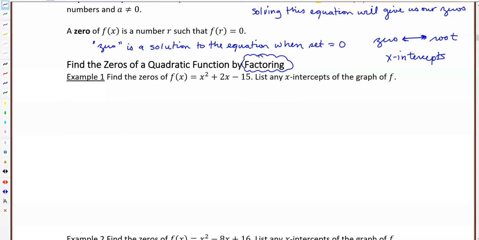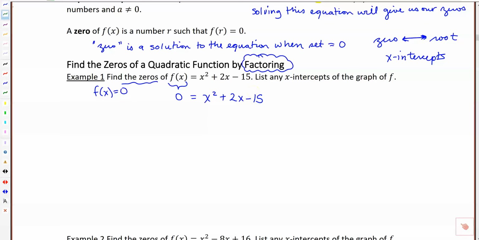In example 1, we're going to find the zeros of f(x) = x² + 2x − 15, and then list any x-intercepts of the graph of f. When you're asked to find the zeros, that is asking us to find the x values such that the output is going to be 0. So in my function where I see f(x), I'm going to substitute in a 0. So I'll have 0 = x² + 2x − 15. And then I just need to solve this for the variable x by using the skill of factoring.